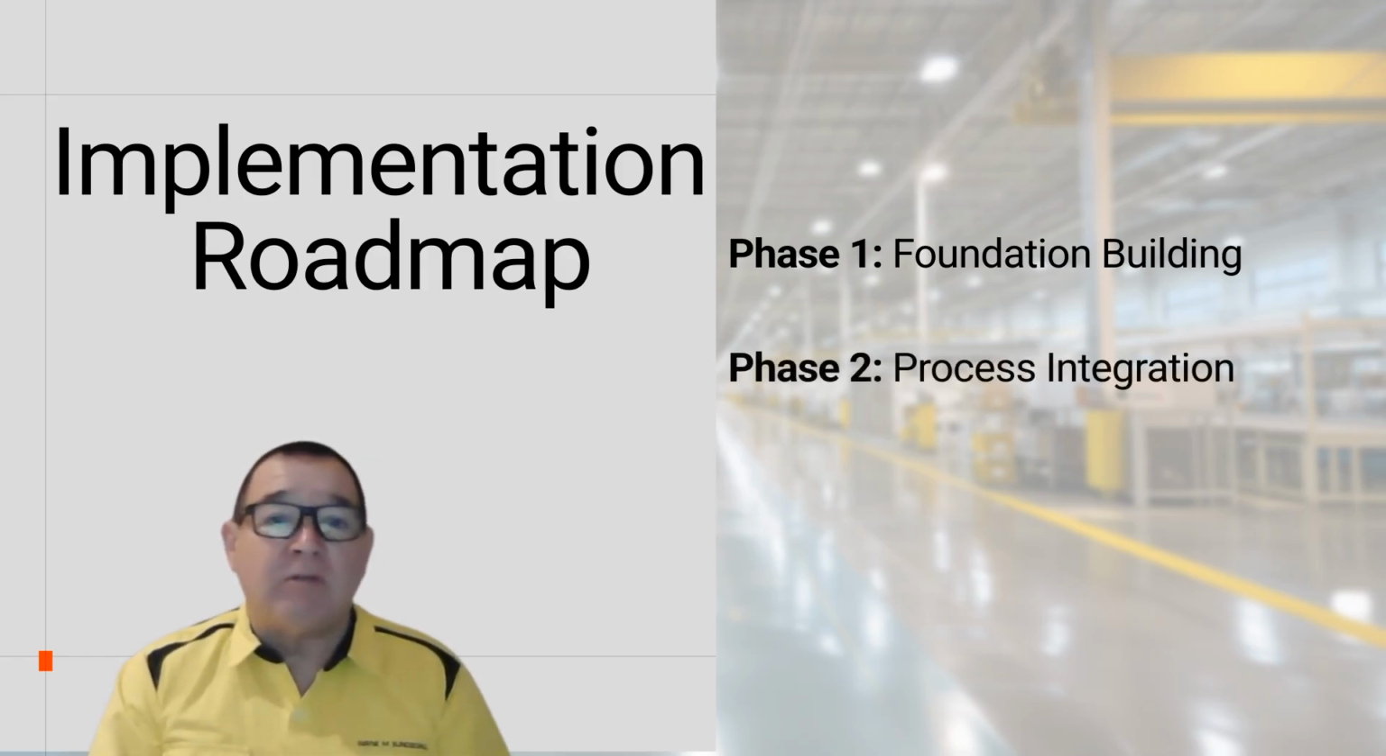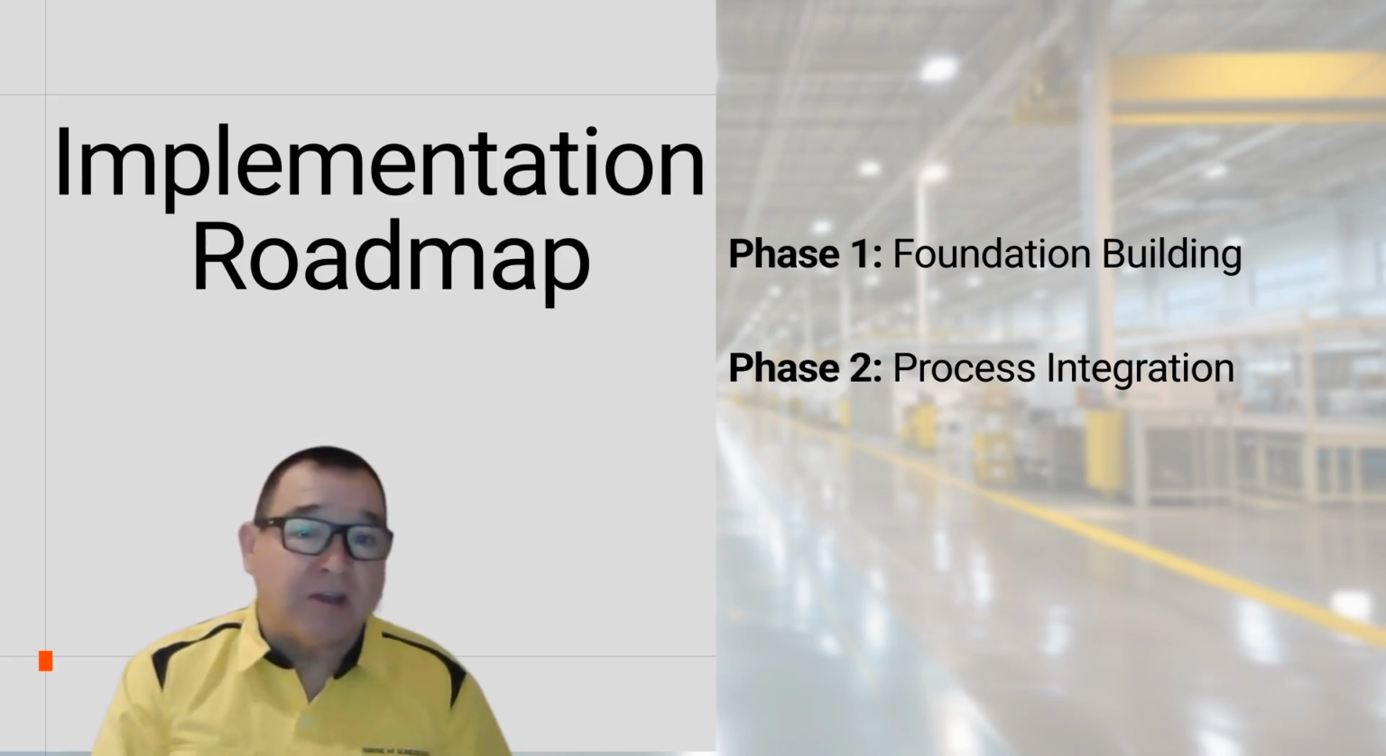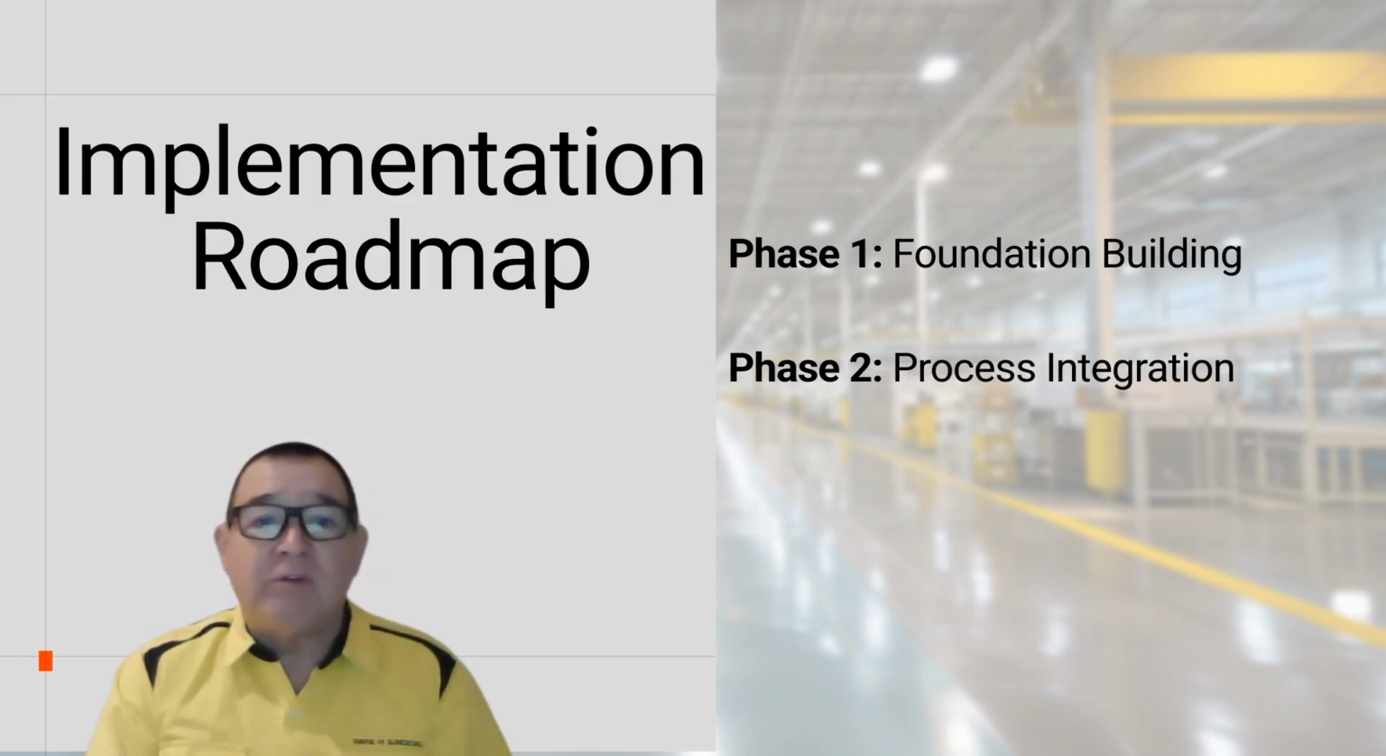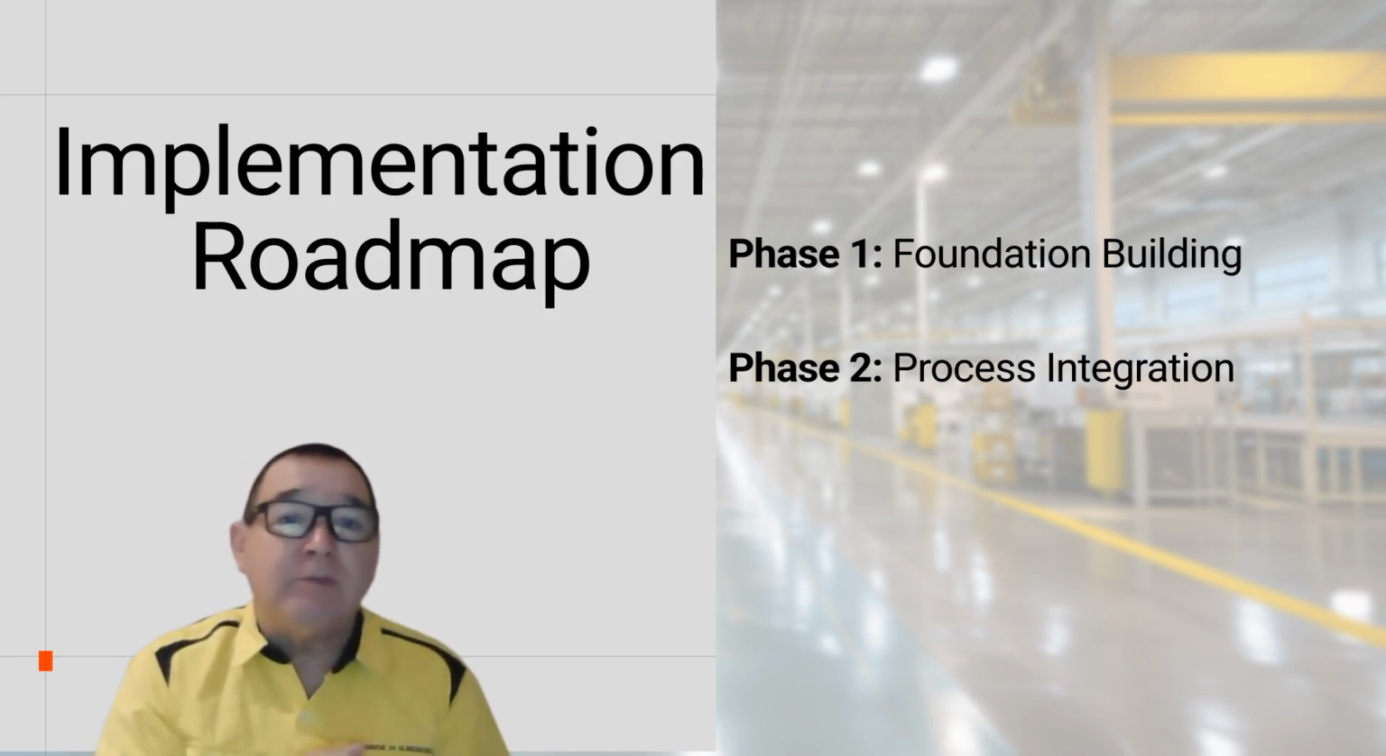Phase 2, Process Integration. Modify existing investigation procedures to incorporate human factor frameworks. Create tools and checklists that guide investigators through systematic human factor analysis.